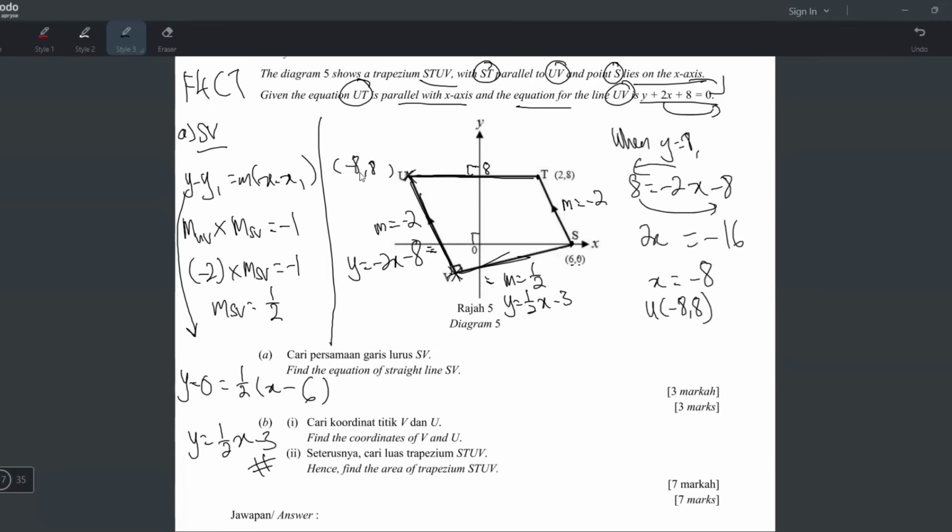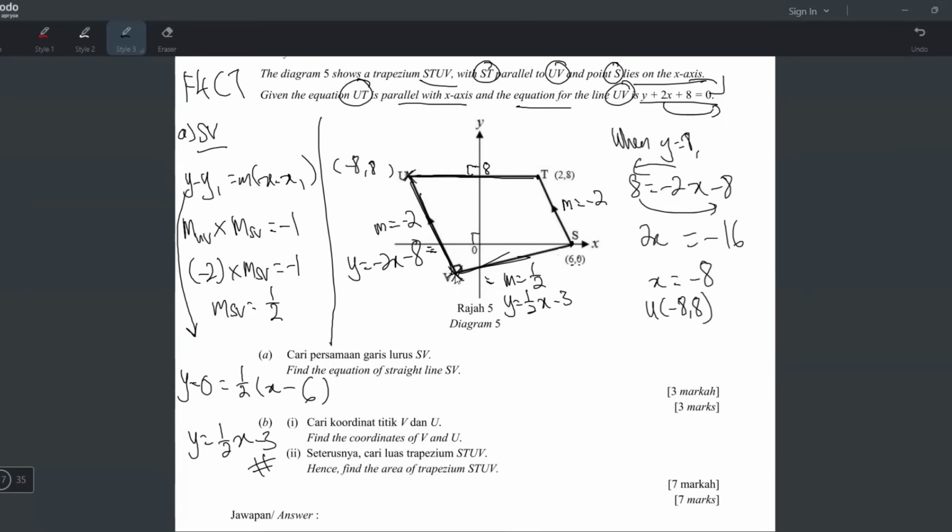Now, how to find point V? Let's see. Alright. Point V punya x coordinate tak ada. y coordinate pun tak ada. Dua-dua pun tak ada. Okay. Because kalau you ada x coordinate, then maybe you can sub inside to find the y coordinate. Ataupun kalau you ada y coordinate sahaja, you boleh ganti juga to cari x. Tapi dua-dua pun tak ada kan. So ini susah lah. So macam mana?